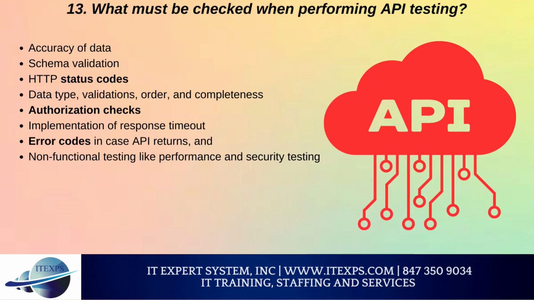What must be checked when performing API testing? During the API testing process, a request is raised to the API with the known data. This way you can analyze the validation response. While testing an API, you should consider accuracy of data, schema validation, HTTP status codes, data type, validations, order, and completeness, authorization checks, implementation of response timeout, error codes in case API returns, and non-functional testing like performance and security testing.